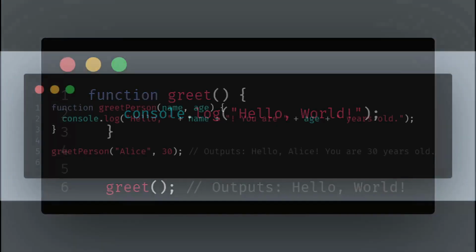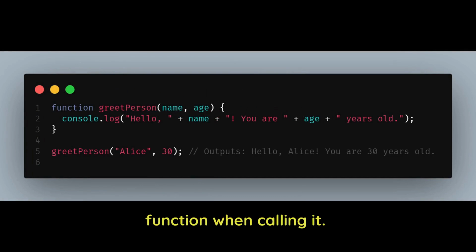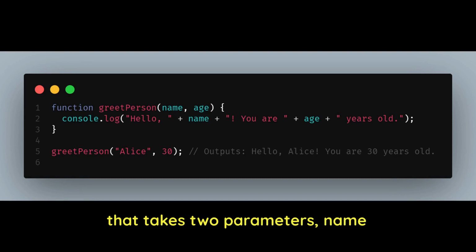Functions can also take parameters, which are placeholders for values you pass into the function when calling it. Here's an example of a function that takes two parameters, name and age.